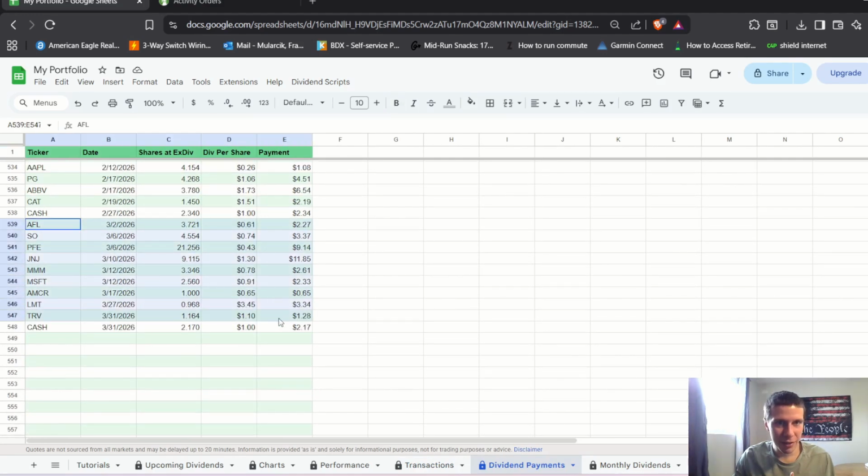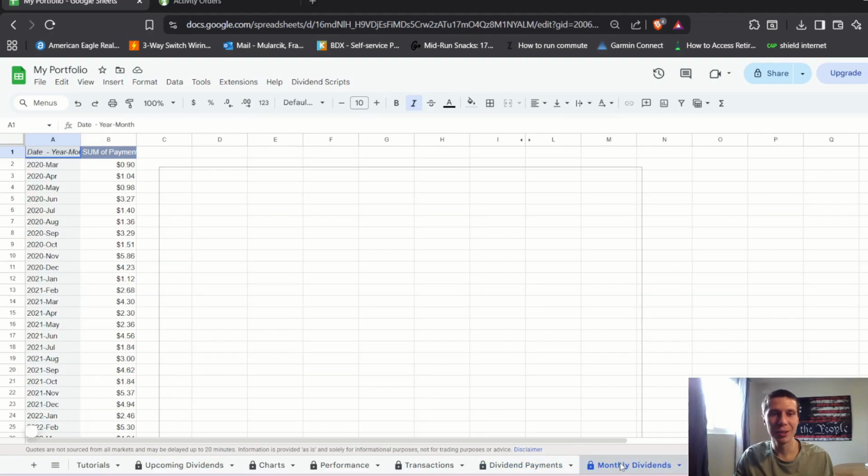We have these dividends here for the month of March. So $2 from Aflac, $3 Southern Company, $9 from Pfizer, almost $12 from Johnson & Johnson, $2.50 from 3M, $2 from Microsoft, less than $1 from Amcor, $3 from Lockheed Martin, $1 from Travelers, and $2.17 of interest on our cash. Interest rates are generally going down, at least they have somewhat over the past 6 months, and also our cash balance is dwindling, so that interest on our cash is becoming less significant, certainly.